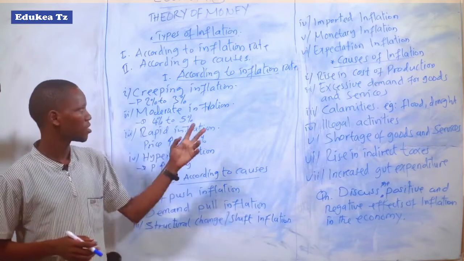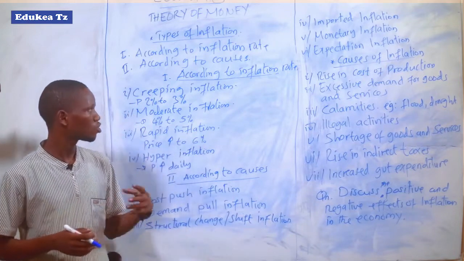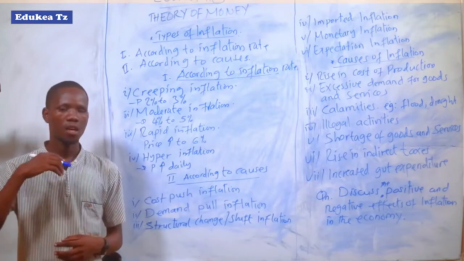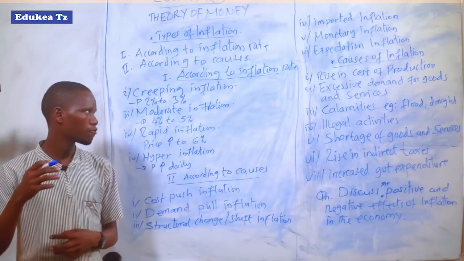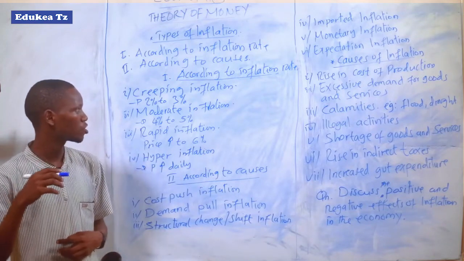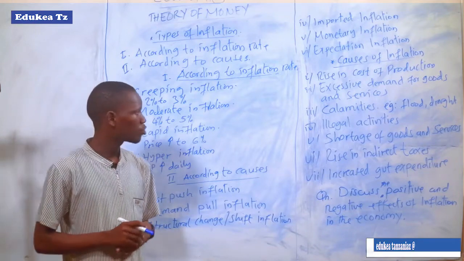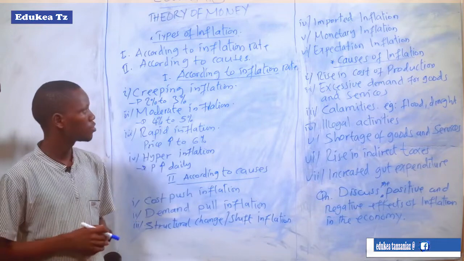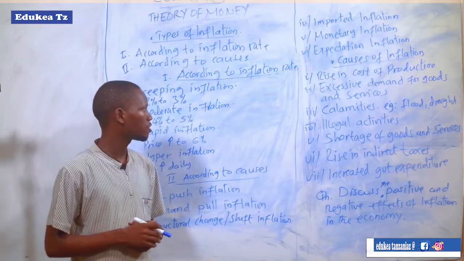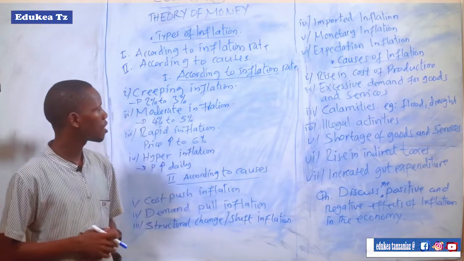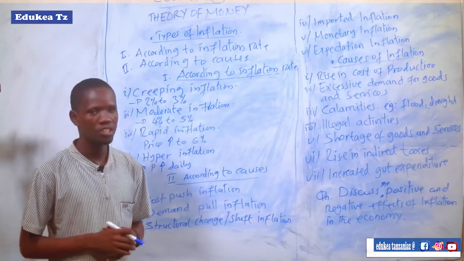So it means that people have no confidence in the expectations of the price of the commodity or services of today and the coming day. Now here let's look at another part, which is the causes of inflation. First, we have a rise in the cost of production.